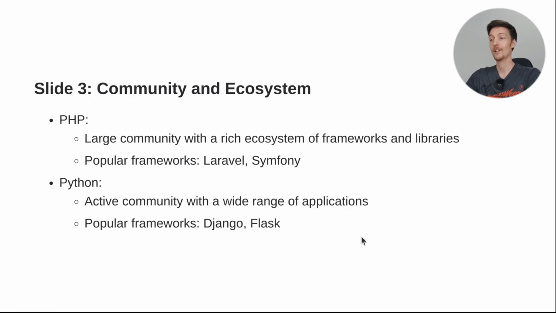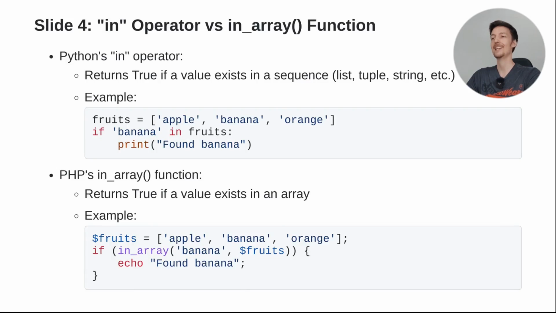Okay. Community and ecosystem. PHP, large community with a rich ecosystem. Popular frameworks, Laravel, Symfony. Python, popular frameworks, Django, Flask. Slide 4, in operator versus in array function. Python's in operator returns true if a value exists in a sequence: list, tuple, string, etc. Now, I will say that this is probably the best thing about Python, that you can do something in something, and it works with everything.